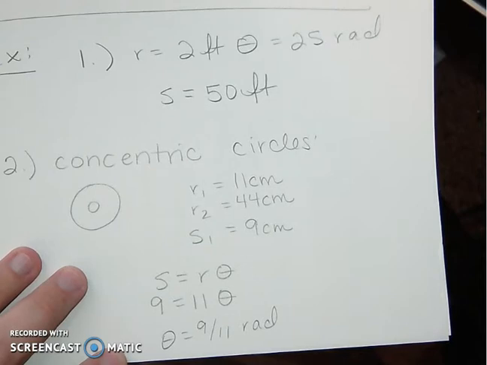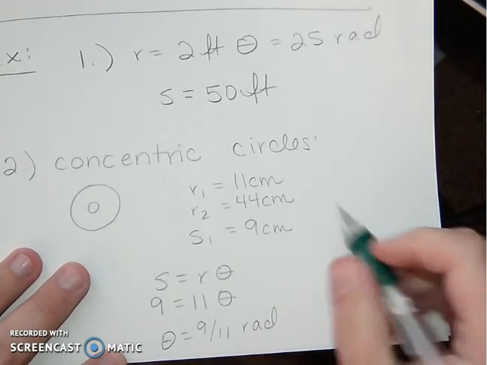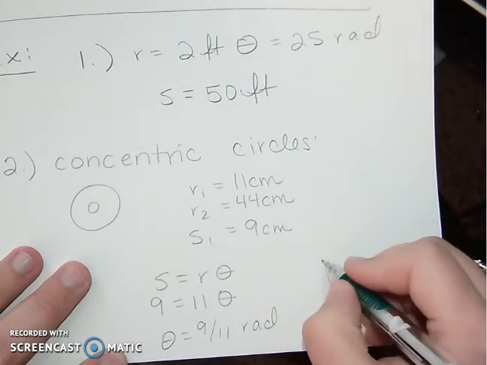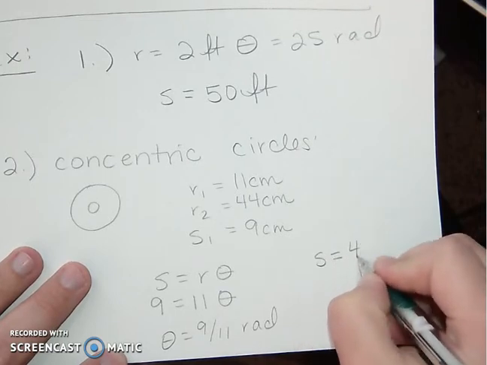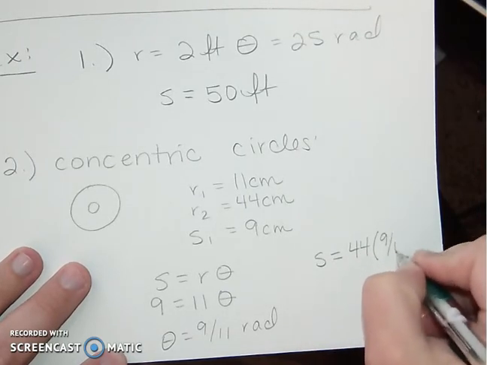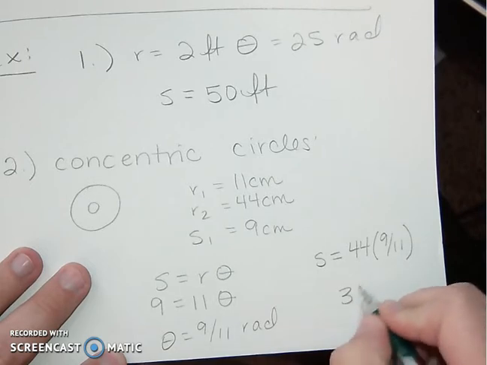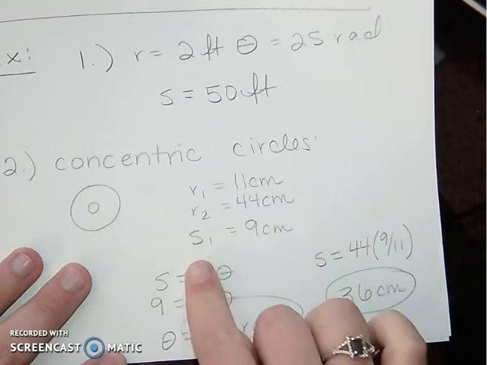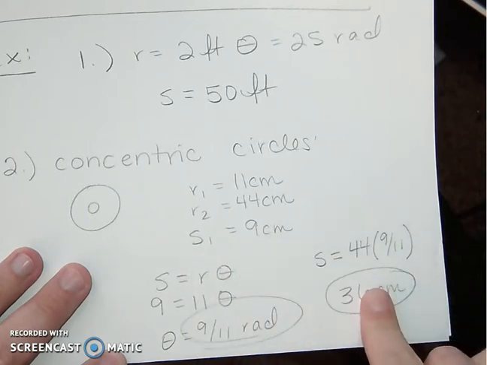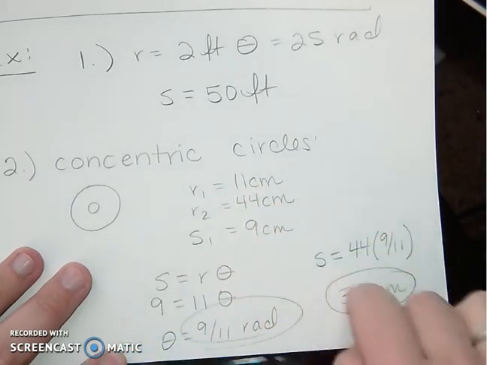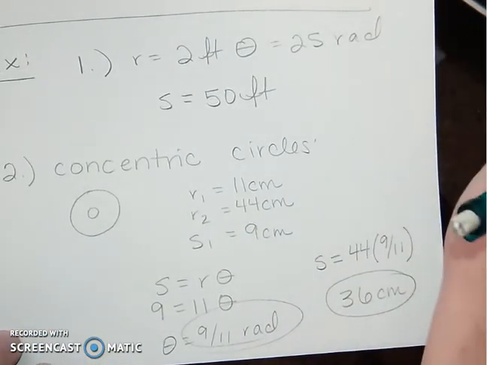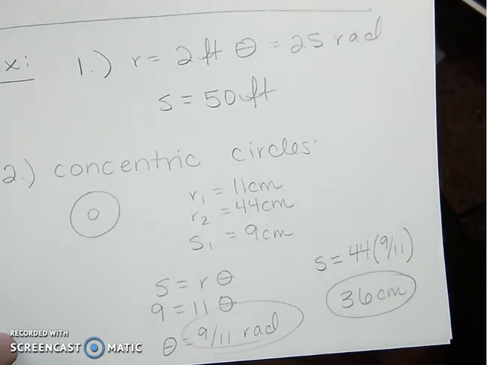Remember, if you want to convert it, you can, but it's nice and short and sweet just in radians. Then my R2, my bigger circle, has a radius of 44. So S would equal 44 times 9 over 11, which is 36 centimeters. And hopefully you notice the relationship between the arc lengths and the radii. Times 4, times 4, they are proportional to each other. That's something that hopefully you discovered back in Math 3.